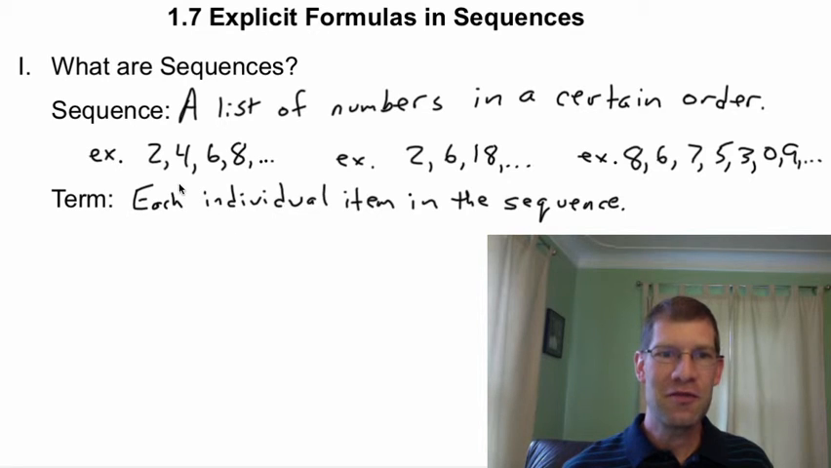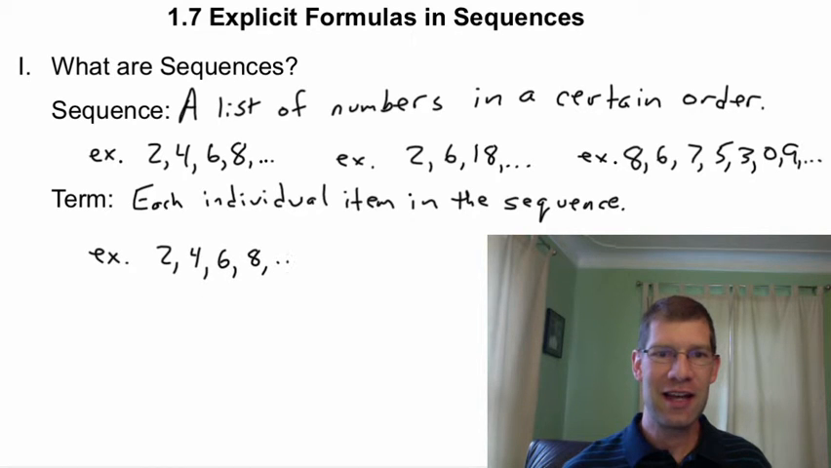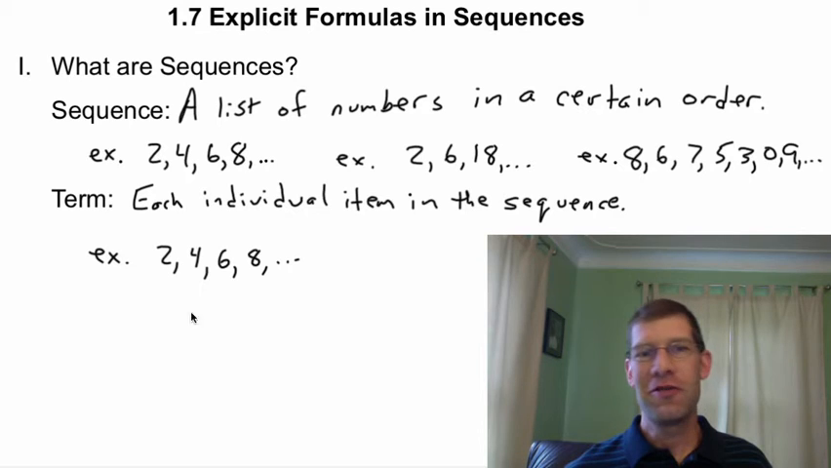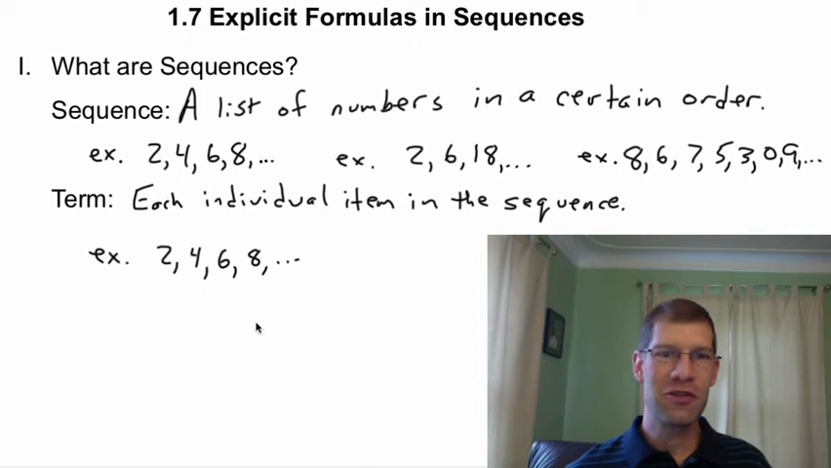So when we're looking at this first one, the 2, 4, 6, 8, dot, dot, dot, you could say that 2 is the first term. It's the first number, the first item in the list. 6 then is going to be the third term, the third number, the third item in the list. And you could go through and write all that out if you wanted to. You could say the first number is 2 or the first term is 2.